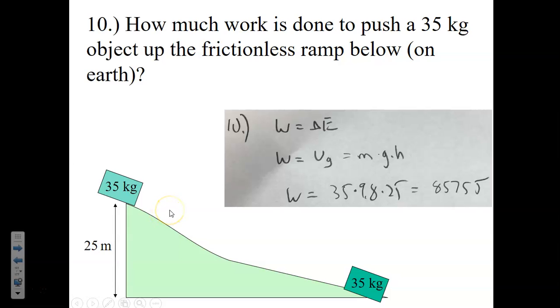So we're going to use work equals the change in energy, and the energy is going to be stored as gravitational potential energy, which is mgh. So the work is equal to 35, its mass, times 9.8 times 25 meters, which is the elevation. So 88,575 joules. The basic problem, basically work equals the change in energy. That's something I want to try to beat into you guys. Work equals the change in energy.